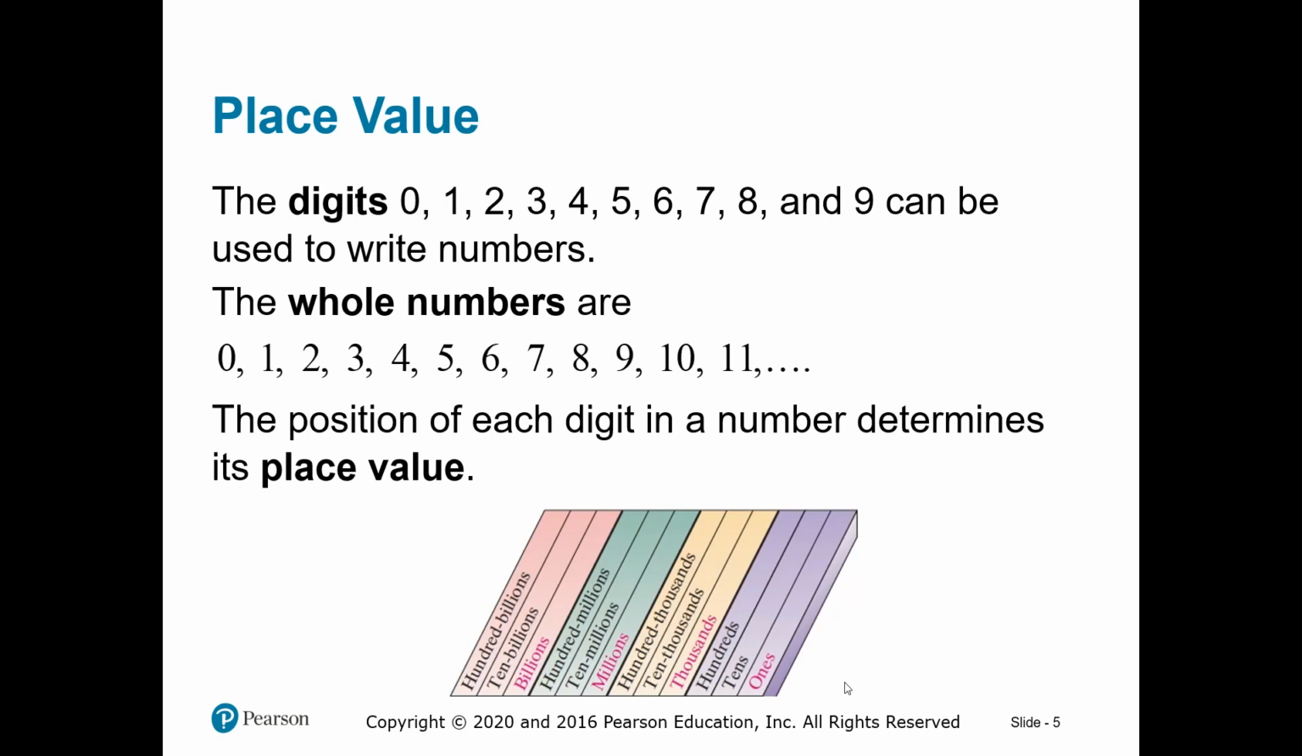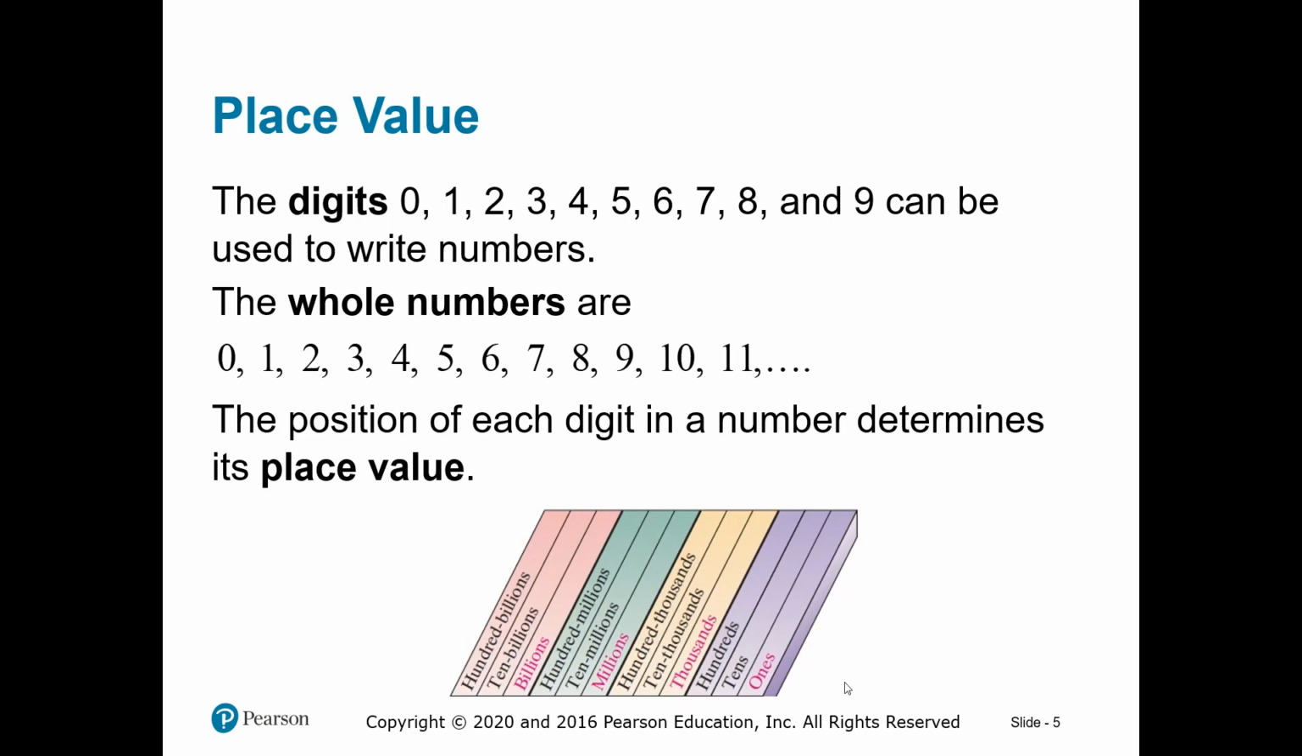Okay. Now the whole numbers are 0, 1, 2, 3, 4, 5, 6, 7, 8, 9, 10, and so on. So the smallest whole number that you can have is 0. Okay. Negative numbers are not whole numbers. Those are what we call integers. We'll get into that later. But 0 and up are whole numbers.